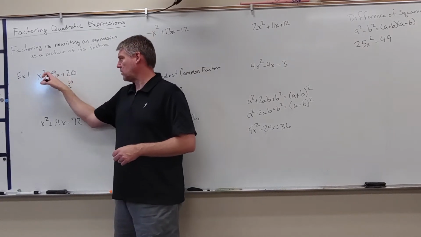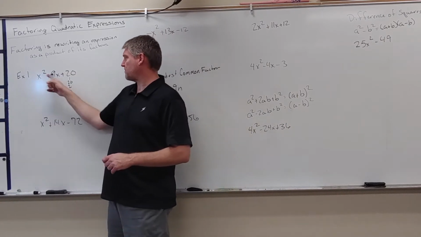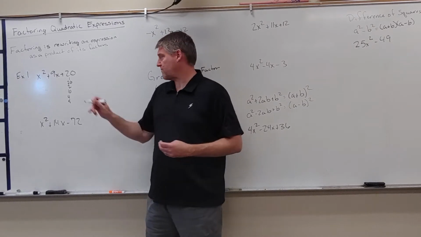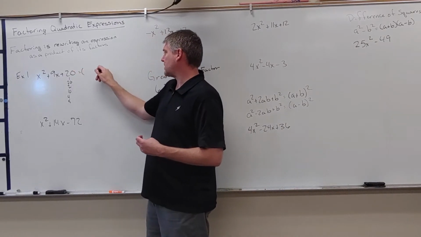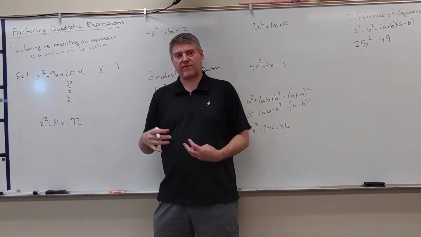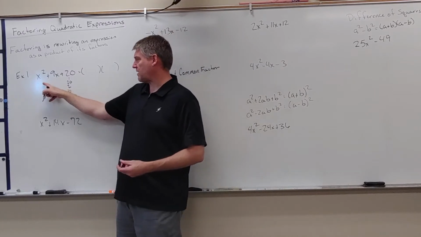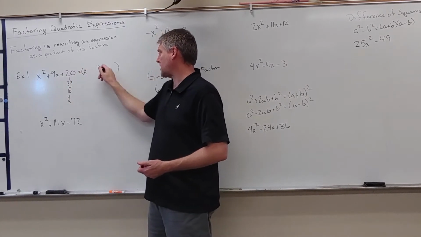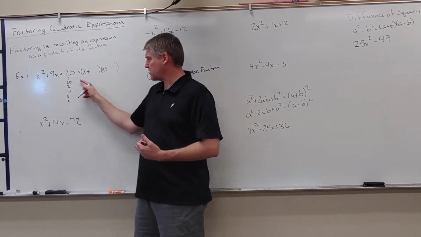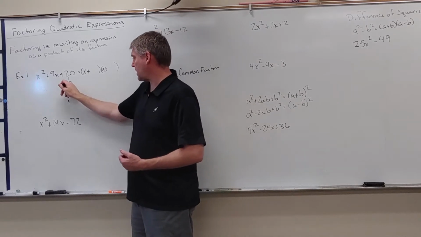Look, positive, positive, positive. So the sign in the first and the last are the same, and my factors are going to add to give me the middle. The 9 is positive, so all the factors have to be positive. I have the factors of x squared, x and x, and I know it's going to be positive, positive. Which set of factors of 20 adds to give me 9?